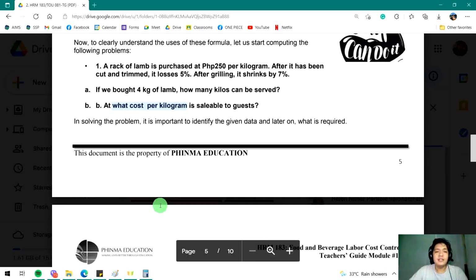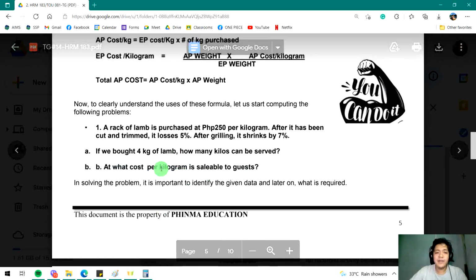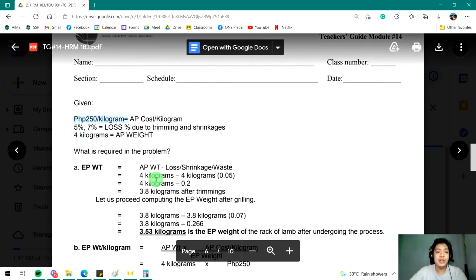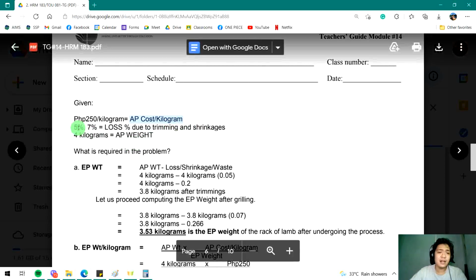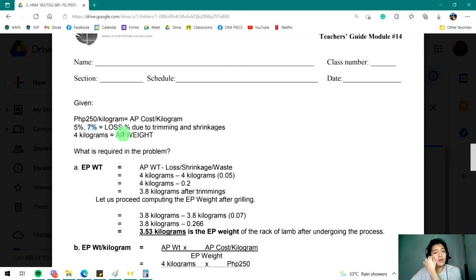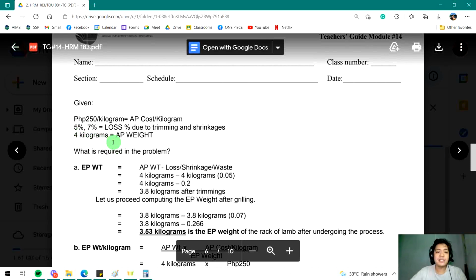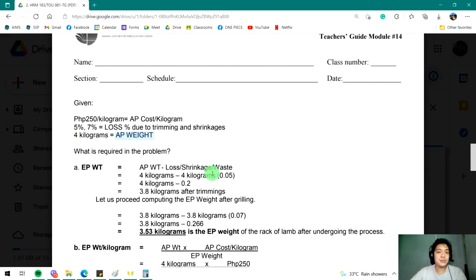So, yan. The first thing we have to do is to identify the given. Of course, the given here is yung presyo. 250 per kilogram, that is considered as the as-purchase cost or yung presyo niya pagkabili nyo ng rack of lamb. Next are the two percentages here, 5% and 7%. These are loss percent due to trimming and shrinkages. And then we have 4 kilograms, which is AP weight or the as purchase weight or yung bigat ng binili mong rack of lamb before all the trimmings, before all the shrinkages.